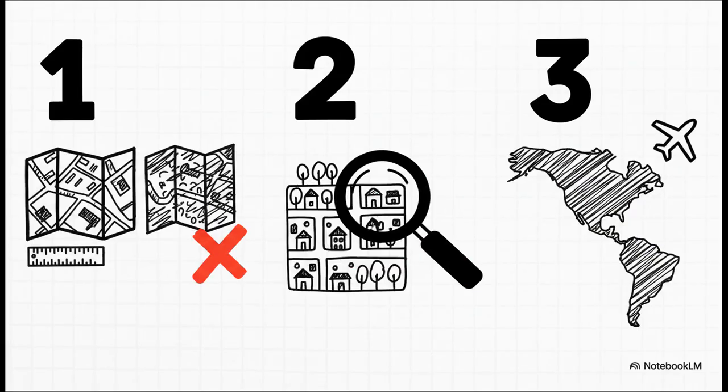Before we finish, here is your final last-minute revision summary. Just 3 golden rules to lock in your memory. 1. A map must have a scale. 2. Large scale equals small area and more detail. And 3. Small scale equals large area and less detail. Remember this, and you will ace any question on scale.